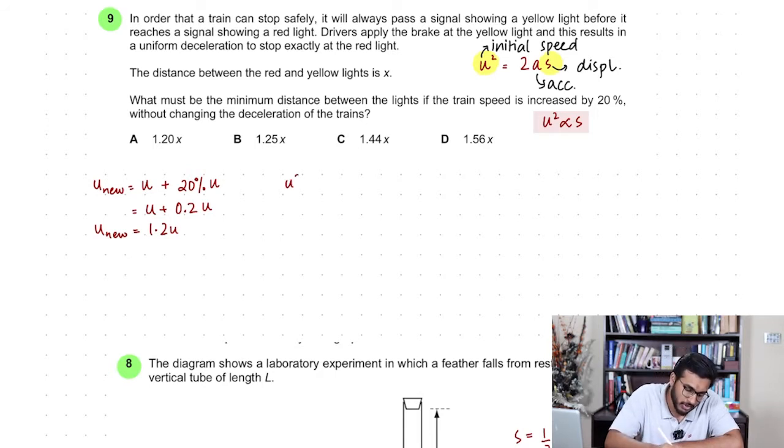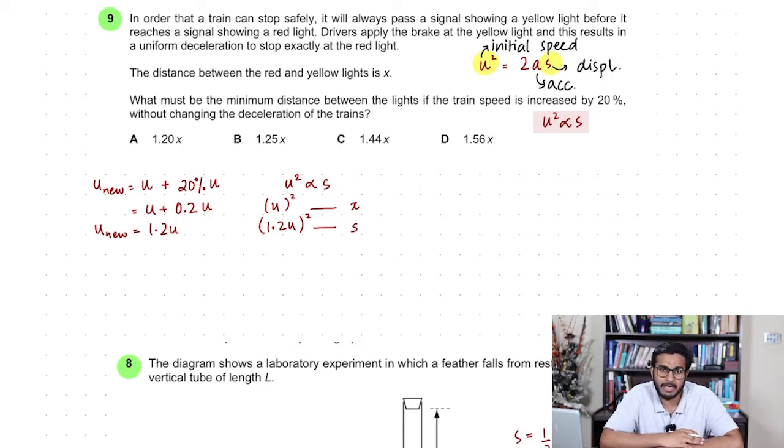Now I'm going to use the proportionality that I just extracted out of my equation. I can say that when the speed was U, and I'm going to place a square because U had a square over here, so I'm going to place a square over here as well, when the speed was U, the displacement it covered was x. It was given over here. If the initial speed is increased by 20%, that is, if the initial speed is now 1.2 U, again placing a square, why? Because it was U square directly proportional to x. What will be the new displacement?